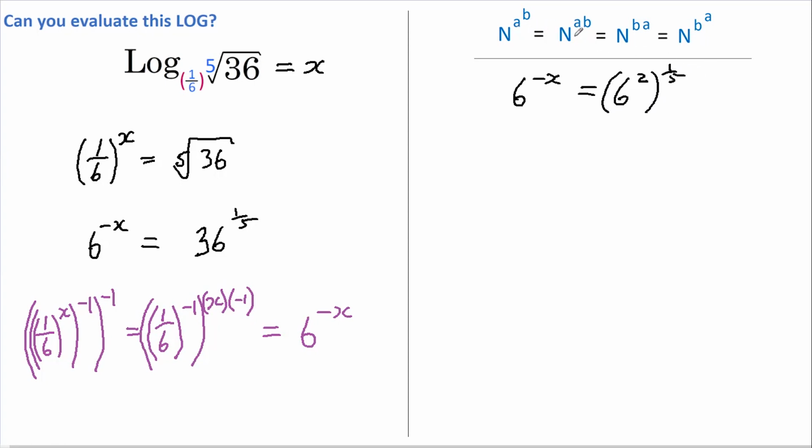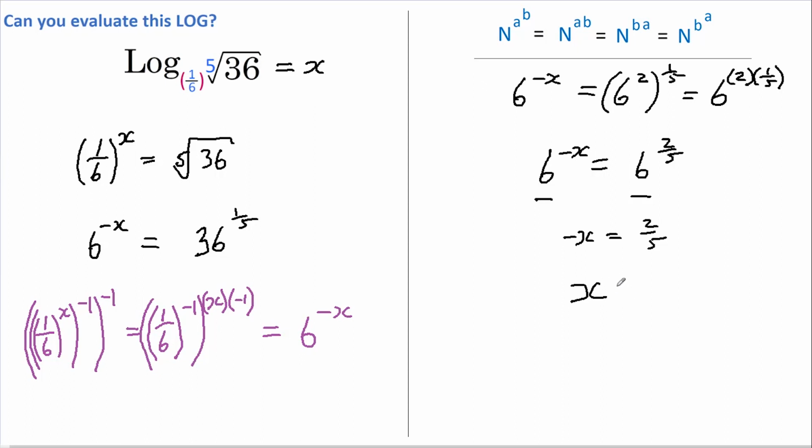And again, using the rule above, this becomes 6 to the power of 2 multiplied by 1/5. In other words, 6 to the -x equals 6 to the 2/5. And since our bases are now equal, we can set the powers equal to each other. Therefore, -x equals 2/5. Therefore, x equals -2/5. And that's our answer.